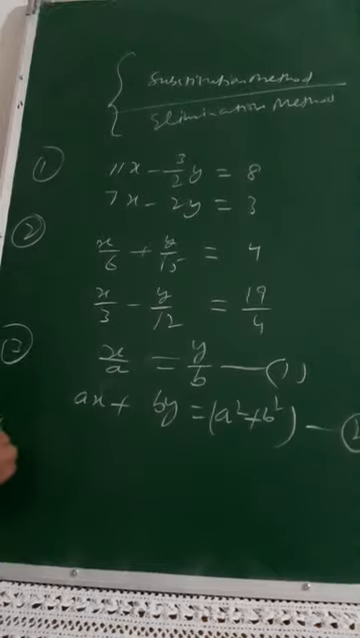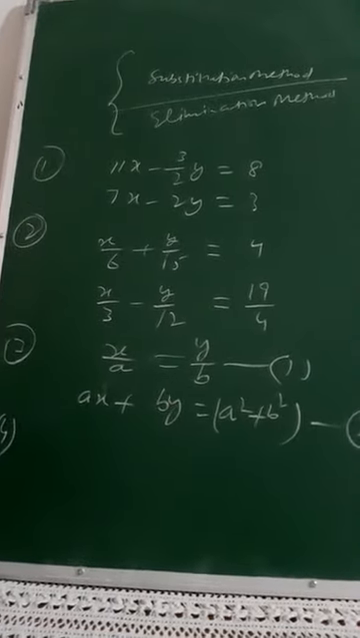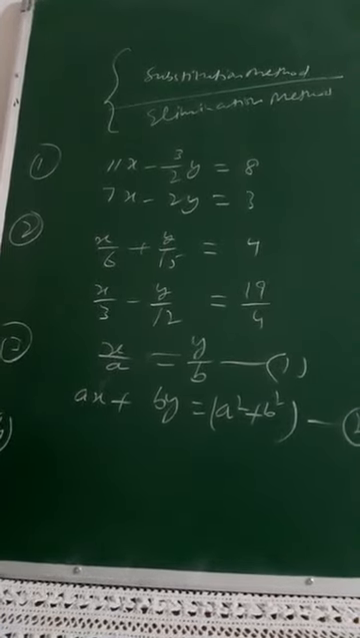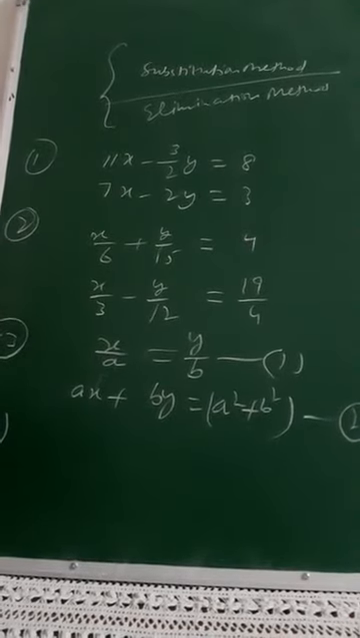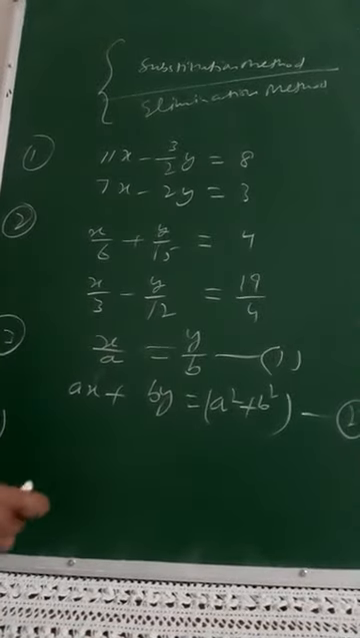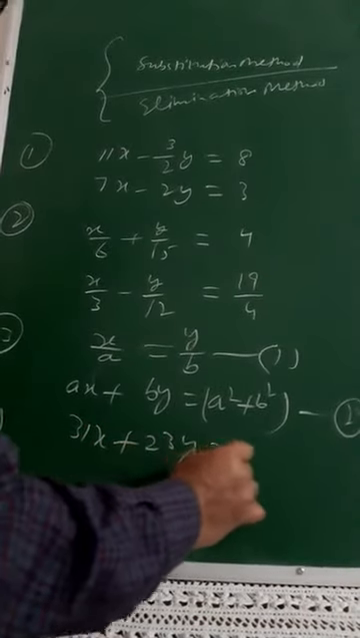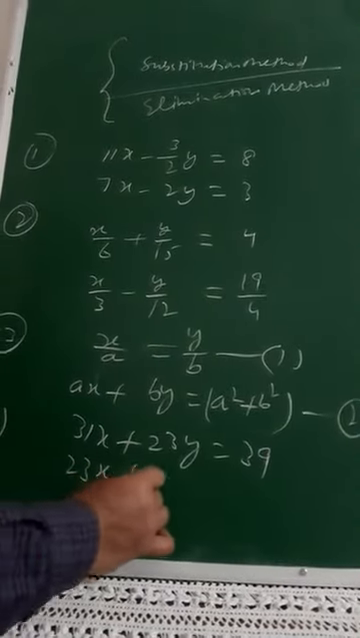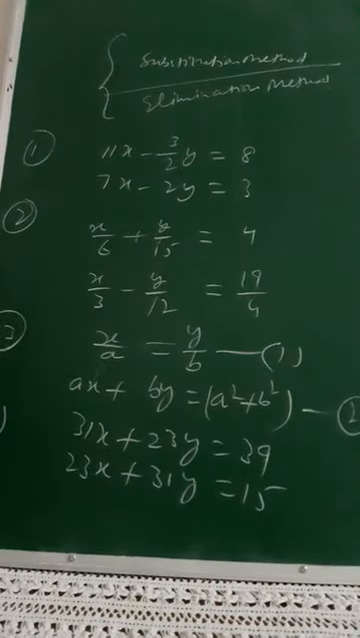Then your fourth one is, suppose this is another special type I'm adding to your knowledge, 31x plus 23y is equal to 39 is the first equation, and 23x plus 31y is equal to 15, second equation.